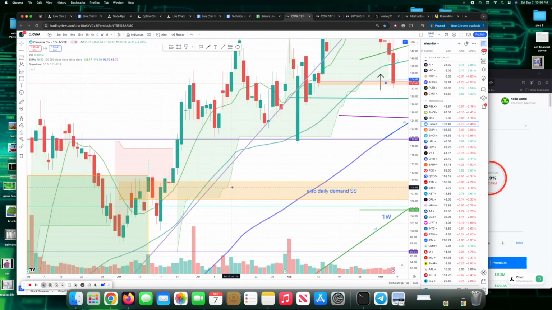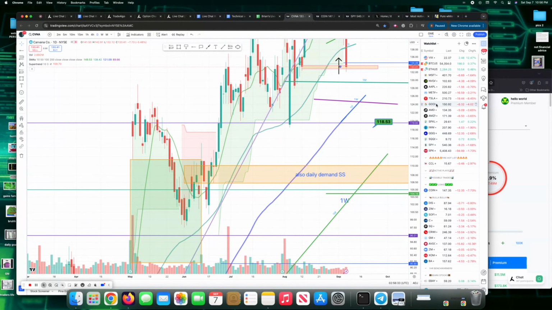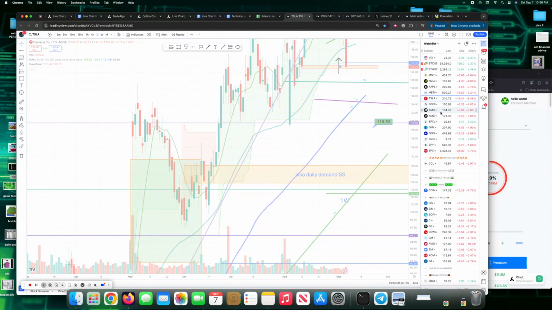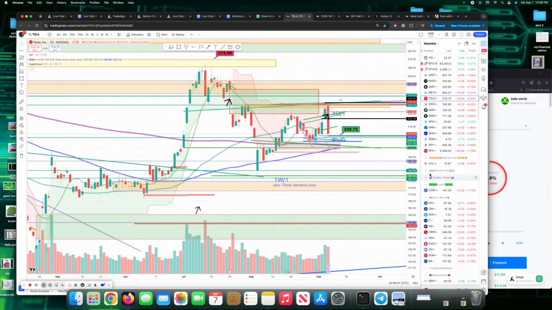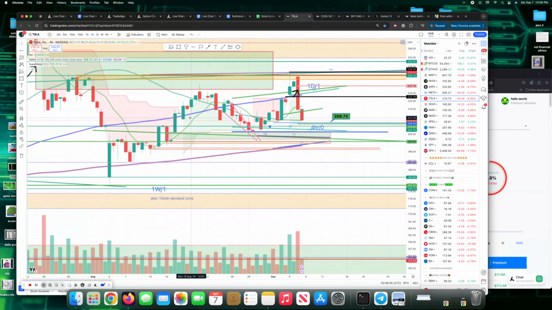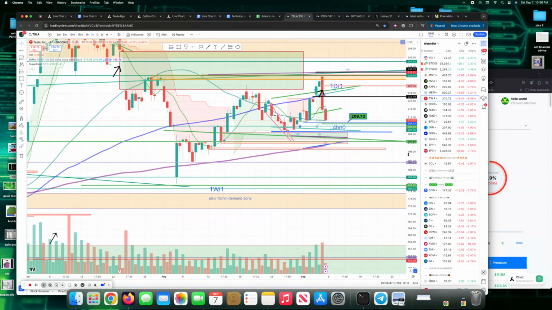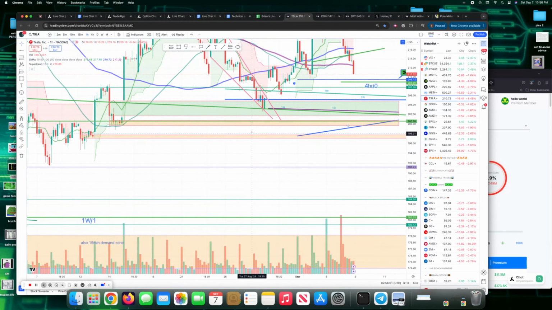Now, same thing over here. Here's a 4-hour. Let me see if I can find something on the popular stocks. The last thing I'm going to end with is confluence. It's actually really nice, I should say. It's really nice when you have a demand zone, right?